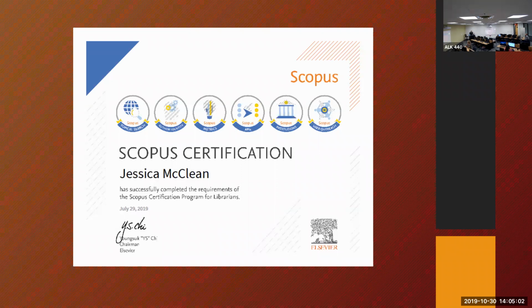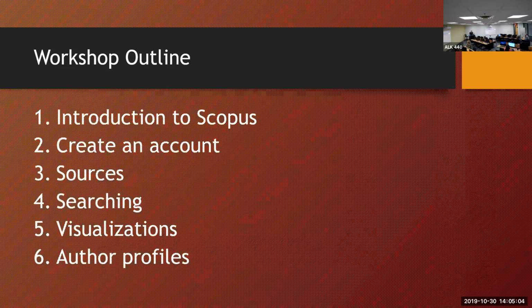So, a little outline of what we're going to cover today. I'm going to give you a brief introduction to the Scopus database, what's in there, why you would want to use it, the benefits of it versus its competitors. Then we're going to have everyone create an account if you haven't already. There are some great benefits to creating an account: saving your searches, monitoring your alerts, claiming your own author profile.